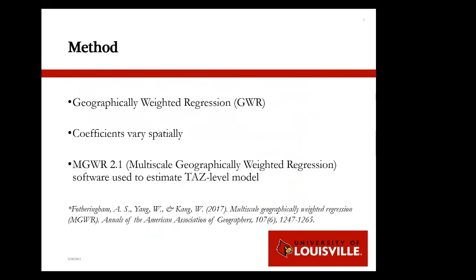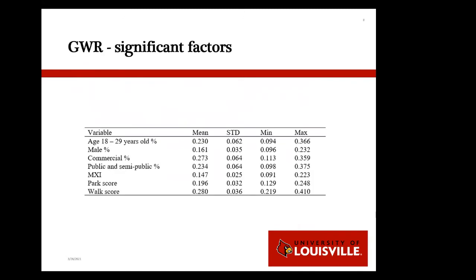The GWR method was used for analysis, in which coefficients vary spatially, using MGWR software. Here you can see the significant factors based on GWR results. According to the results, all the factors had a positive impact, but the magnitude varies in different TAZs. Here, I want to go over 4 of them to see the impact in more detail.